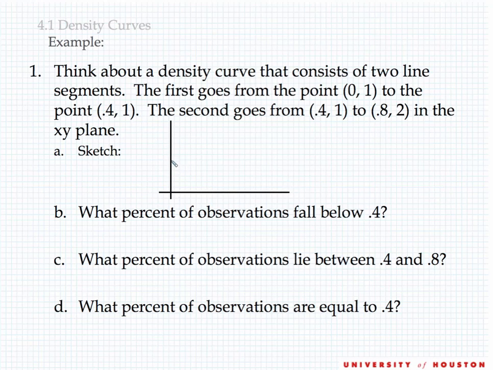So we're going to start at the point (0, 1). And we're going to make our graph not quite to scale, just so we can see everything here. It's going to continue to the point 0.4, and then it's going to go from 0.4 to 0.8. So now we will connect our lines.